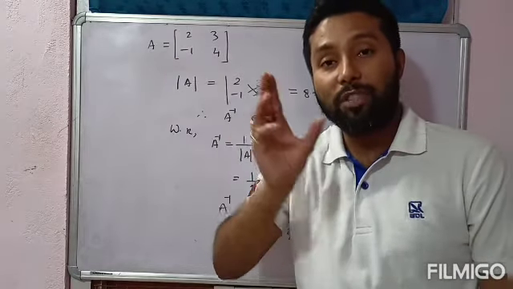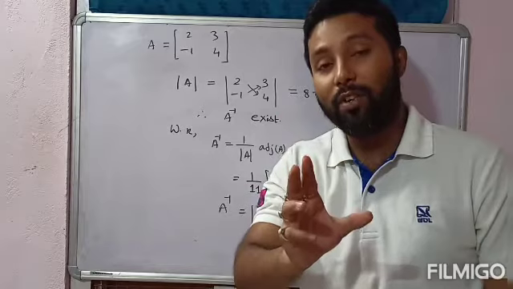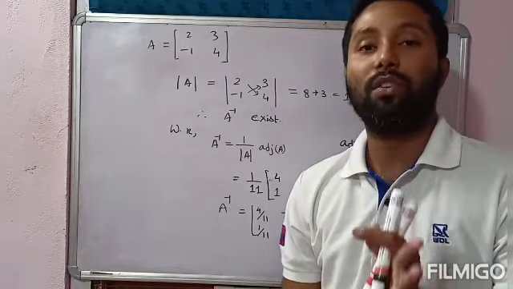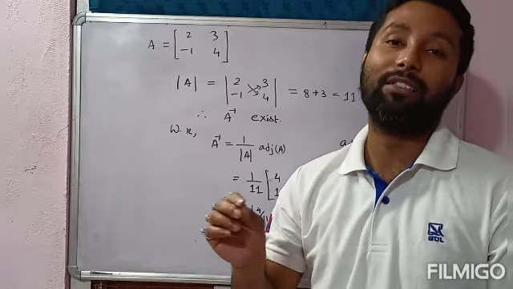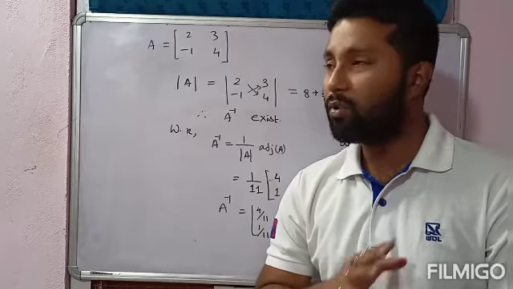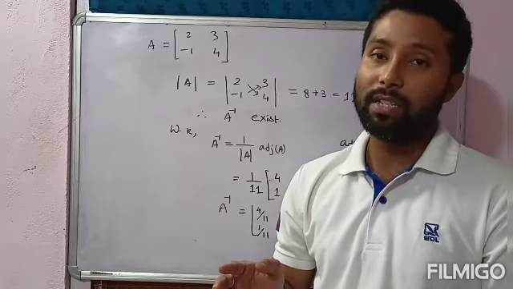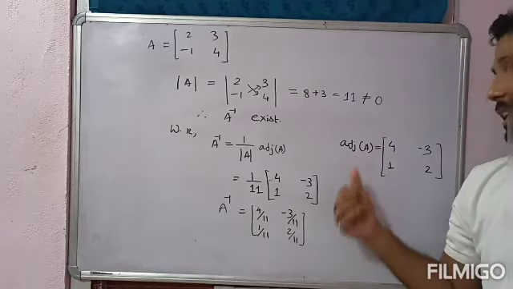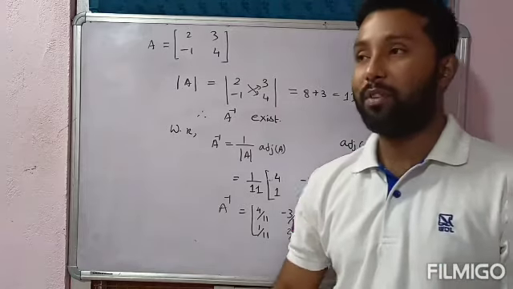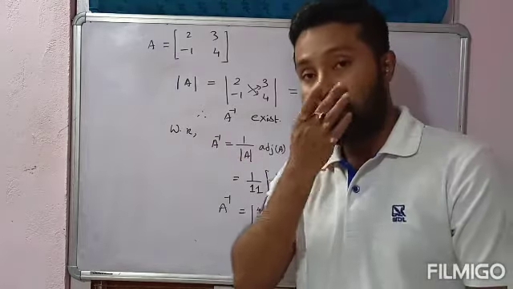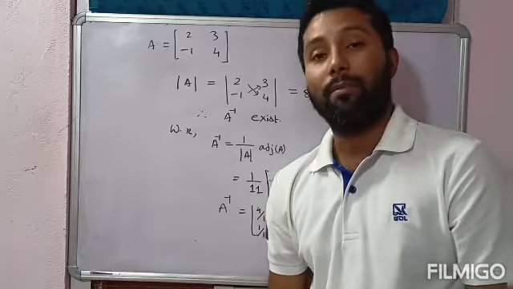First of all, once again I am repeating, you have to check the value of the determinant of A in order to find the inverse of any matrix. Because if determinant of A is equal to 0, then inverse does not exist, then no need to proceed. So always check the determinant of A first and then only find the adjoint of A. If inverse exists, then only you have to find the adjoint of A. Okay, so this is the solution of this example.